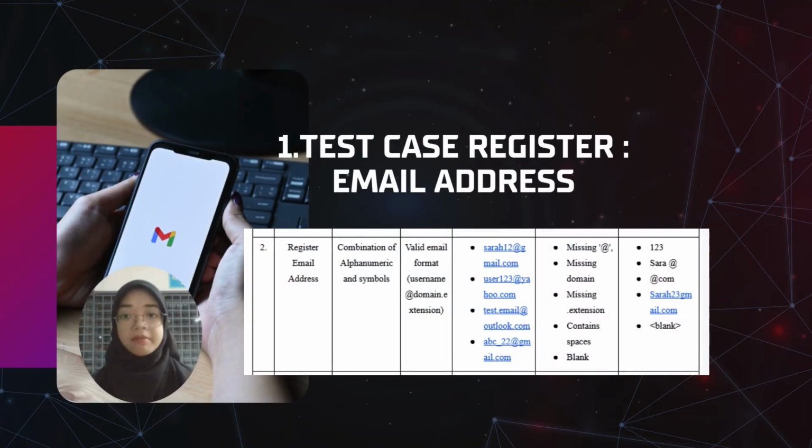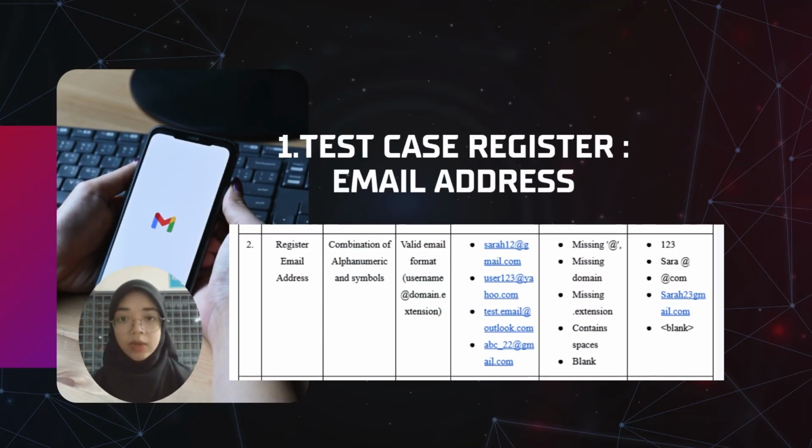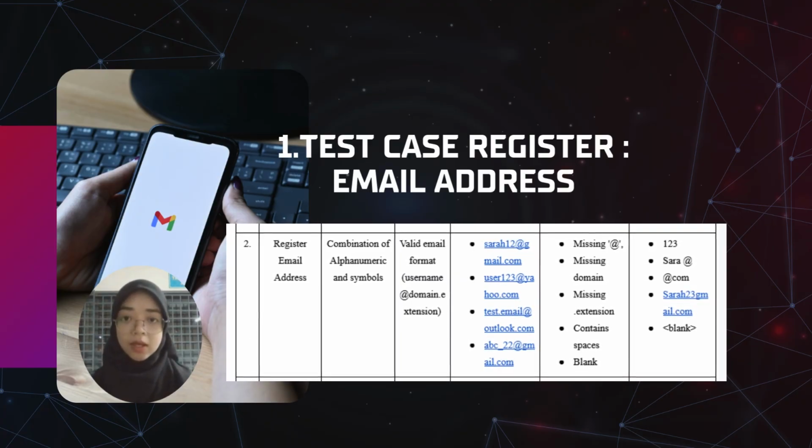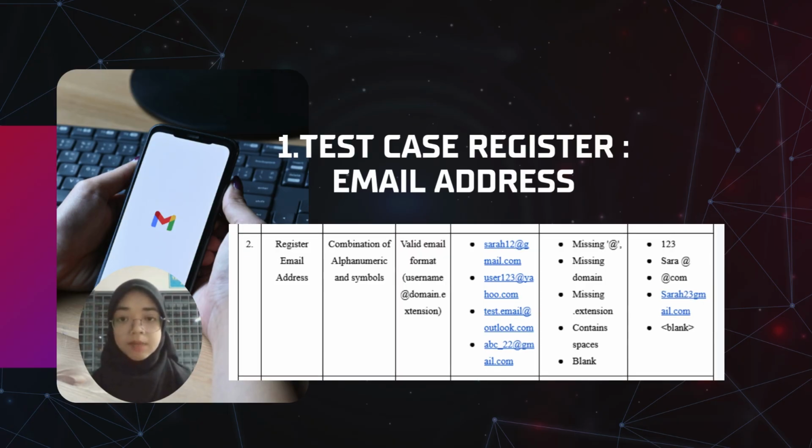First, a register email test case. This tests whether the system accepts only the correct email format, which is username, domain, and extension. Examples of valid emails are sarah12@gmail.com and user123@yahoo.com. Invalid email data include missing domain, missing extension, such as 123 sarah and @.com, and blank.